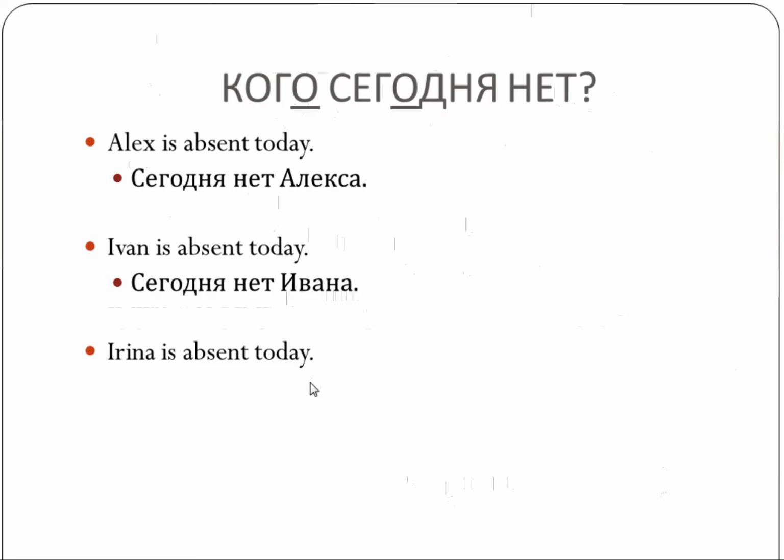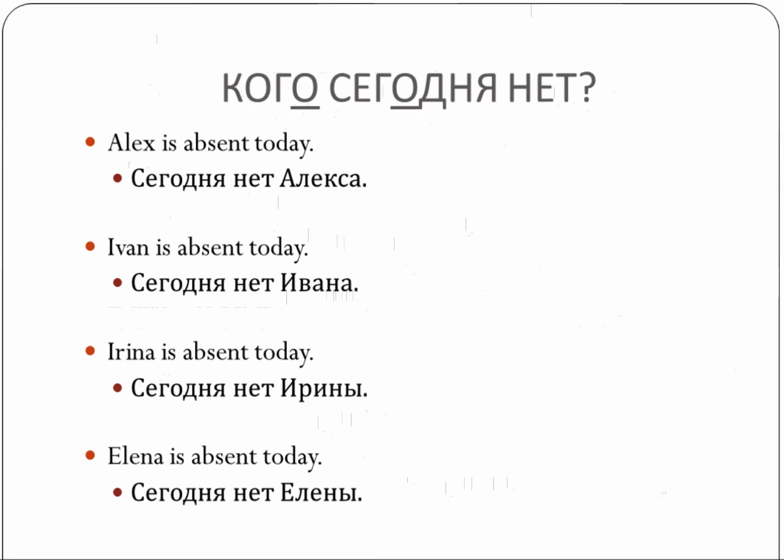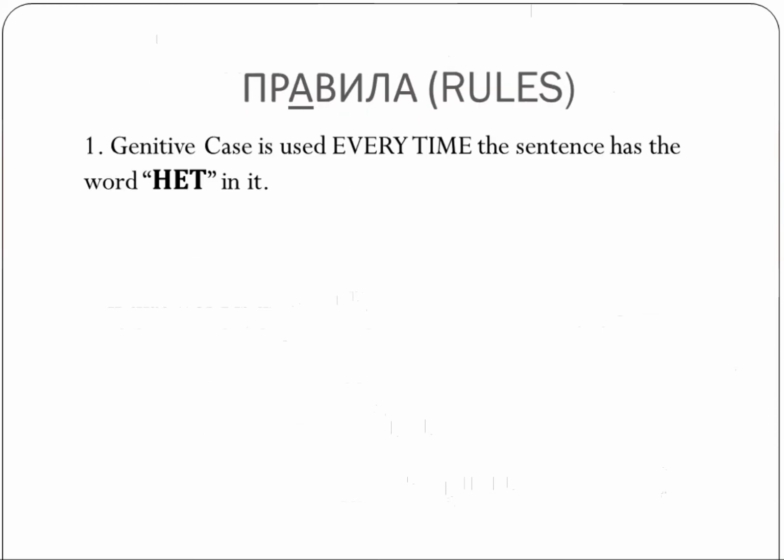Irina is absent today. So this is a feminine word. A changes to y. Сегодня нет Ирины. Елена is absent today. So again, Елена is a feminine word. Елены. Сегодня нет Елены. So all of these changes to the names were caused by the presence of the word нет in sentences. And this is what you already know, this first rule, something we've already discussed.